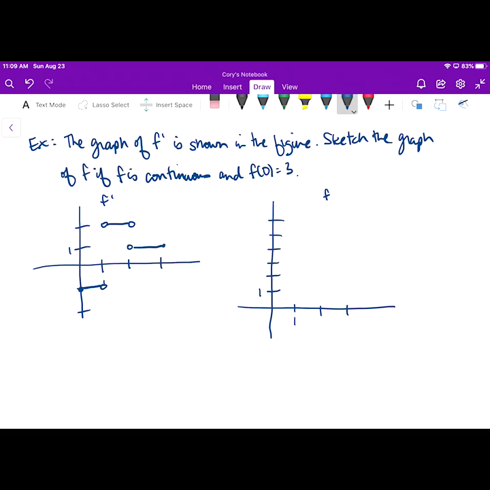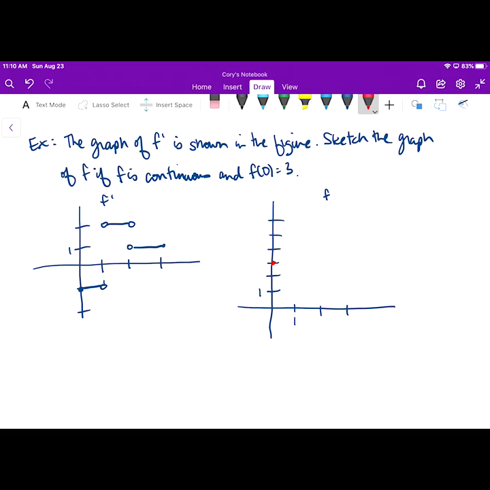Okay, so we're going to look at this concept of antiderivative graphically now. There's a couple of pieces of information that are important in the problem. Number one is that f of 0 is equal to 3. So that right there is going to give me my starting point for the graph of f. The graph of f is going to start at the ordered pair 0, 3. Secondly, the fact that f is continuous means that I better be able to sketch that graph without lifting my writing utensil.